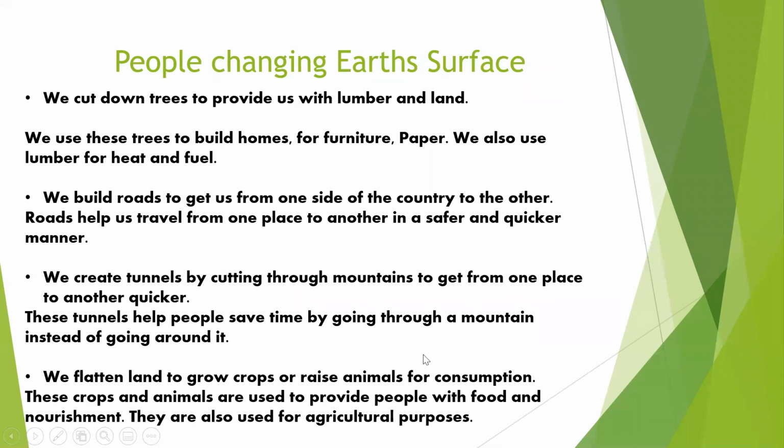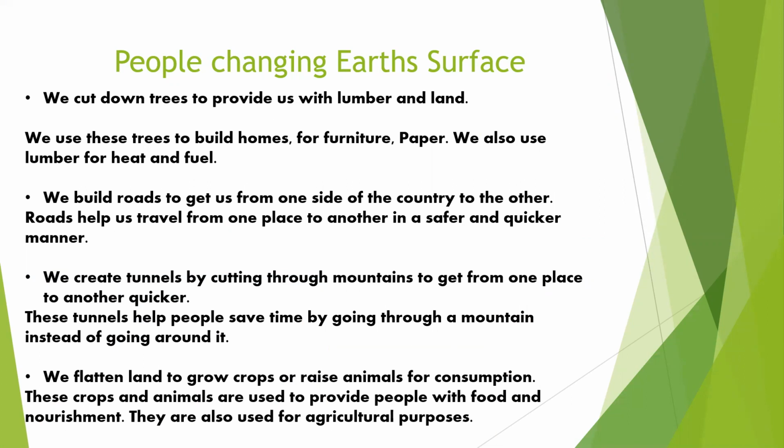Okay, these are some ways that we change the Earth's surface. We cut down trees to provide us with lumber and land. Then we use these trees to build homes. We use these trees for furniture. We use it to make paper. We also use lumber for heat and fuel. Then we also build roads to get us from one side of the country to the other. Roads help us travel from one place to another in a safer and quicker manner.